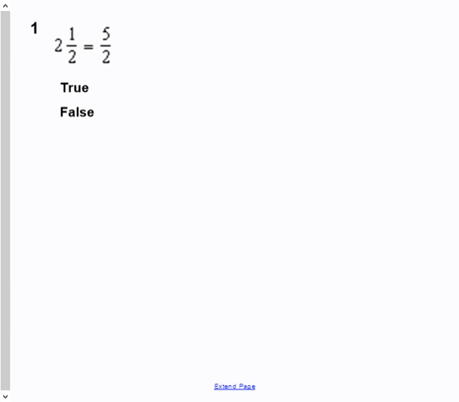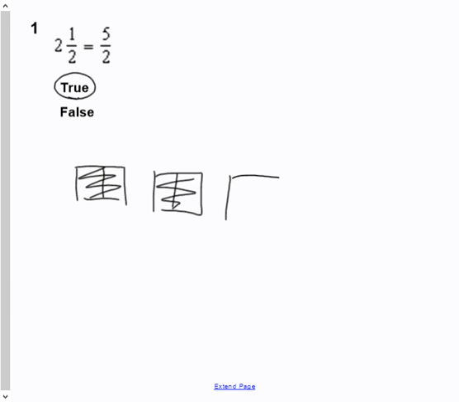The first question we have is a true-false question. It says 2.5 is equal to 5 over 2. If the answer for this is true, if we think about 2.5 chocolate bars, there's a chocolate bar, there's a chocolate bar, and there's a half a chocolate bar. So we have 2.5. How many halves would this be?